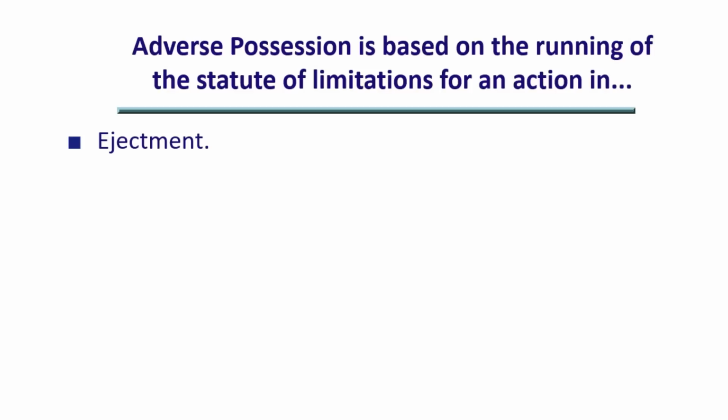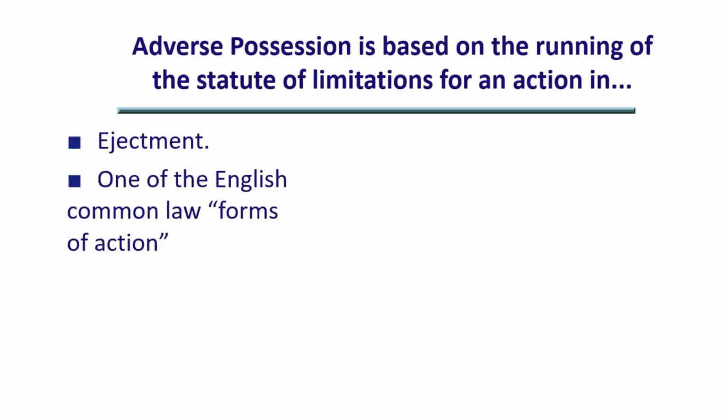Now, adverse possession is based on the running of a statute of limitations for a particular action, which is called ejectment. Ejectment is a way of throwing somebody off your land by going to court if they're trespassing on your land. Ejectment was one of the English common law forms of action. In the Old English legal system, you not only had to have a claim on which relief could be granted, but you also had to call your claim by the right name, and ejectment was one of those names. It was what you'd call your action if you wanted the court to throw a trespasser off your land.